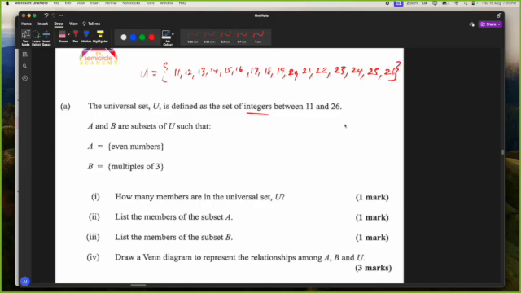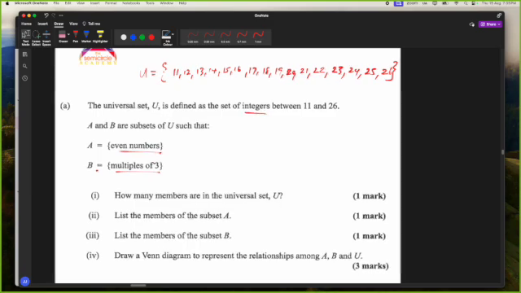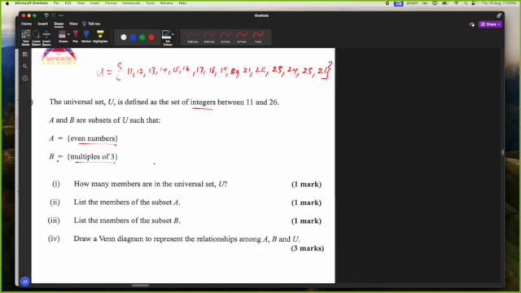That is the set U. A and B are subsets of U such that A is even numbers and B are multiples of 3. First of all, how many members or elements are there in the universal set?